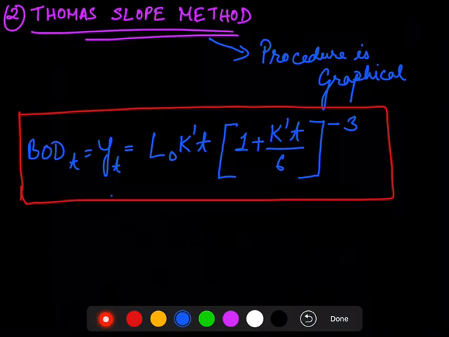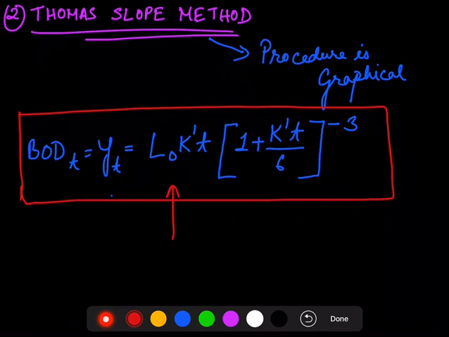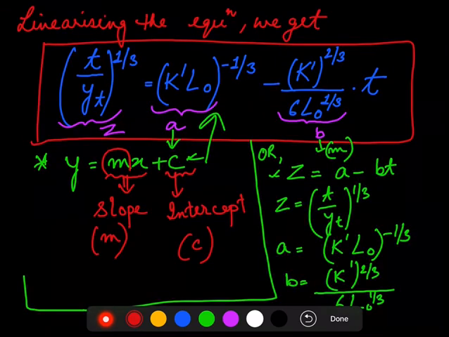Thomas loop method. The equation was given by this. Okay, then once you linearize this equation, the procedure is graphical. Once you linearize this equation, you will get an equation of this form. If you observe carefully, this is the equation of a straight line, y equals mx plus c. m is the slope, c is the intercept.